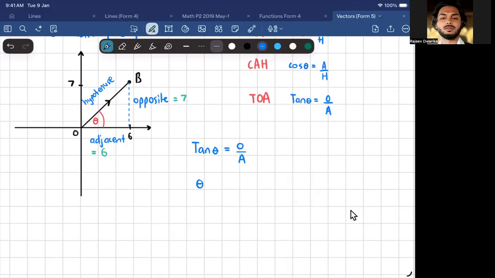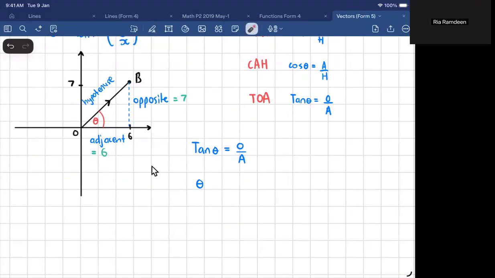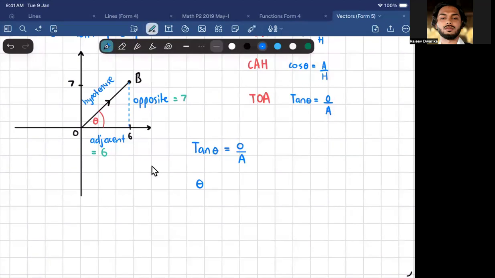If I have f of x, what would I call the inverse function of f of x? F inverse x. So what do you think the inverse function for tan will be? It would just be tan inverse. It's that simple. So to find theta, you need to do the opposite of tan, which is tan inverse. So you'll have to find tan inverse of O over A.